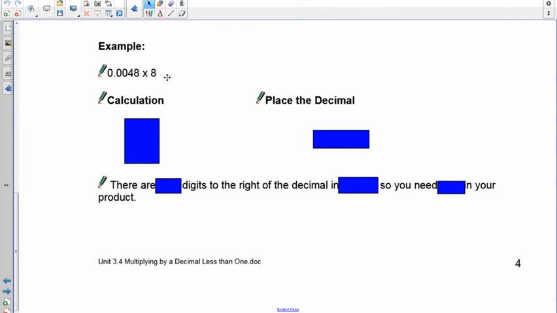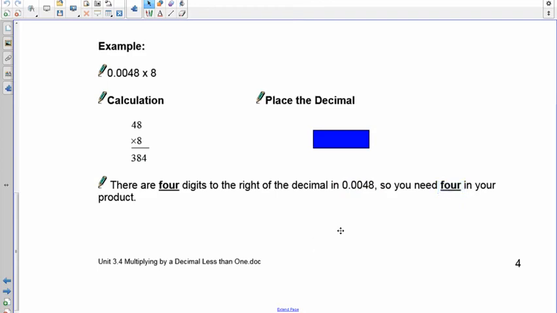All right, 0.0048 times 8. So pause the recording and calculate that. All right, so you should have got 384. And we've got 1, 2, 3, 4 digits to the right of the decimal. So you have to have 4 to the right of your decimal in your answer. So if you take a look here, I've got 384. 1, 2, 3, 4. So your answer is 0.0384.